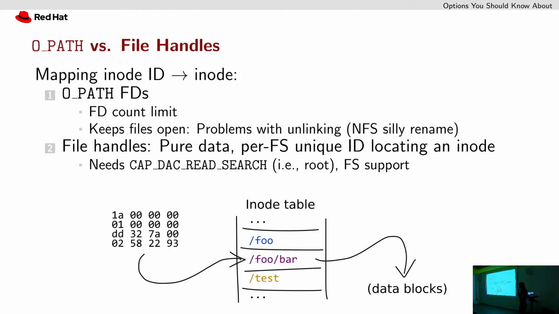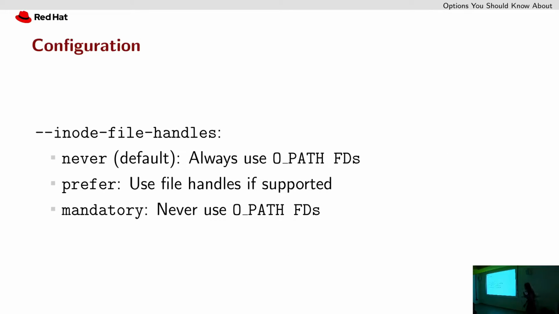and also file system support. But the file system support basically is a given because most file systems support this. But the root requirement, of course, is something that you generally cannot assume there is. So you need to set this based on your use case.